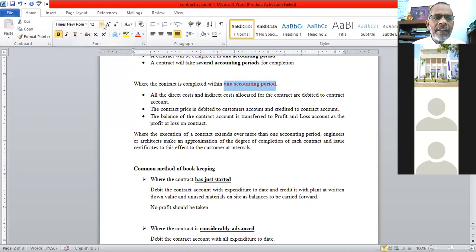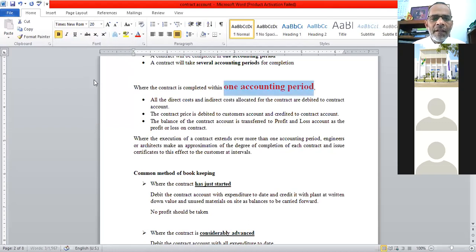Can you see this red color? Can you see this one? Yes, sir. Okay, I have bolded and highlighted the big one.